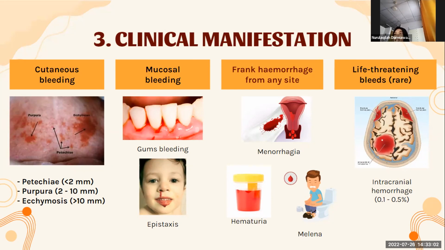For mucosal bleeding, there's unexplained gum bleeding or epistaxis, and there's also hemorrhage from any site. This is less common, such as the presence of unusual menorrhagia, especially in teenage girls, hematuria, or severe gastrointestinal bleeding like melena. And the severe one is a life-threatening bleed, which is very rare. It involves intracranial hemorrhage, and it's very rare, because it occurs in about 0.1 to 0.5%.